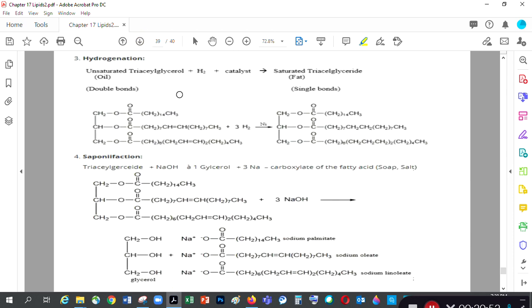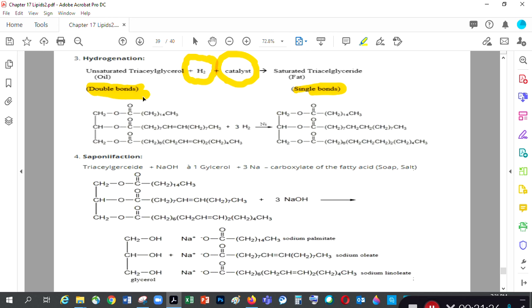Let's go for the third one. The third one is hydrogenation. Hydrogenation means you are getting rid of the double bonds and producing single bonds. This is in the presence of hydrogen; the name hydrogenation means you have to use hydrogen, correct? And you need a catalyst, because without the catalyst this reaction will go forever. So the catalyst is very, very important. So you're producing saturated triglycerides from unsaturated triglycerides.